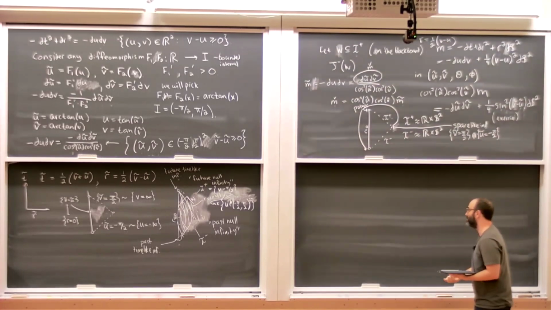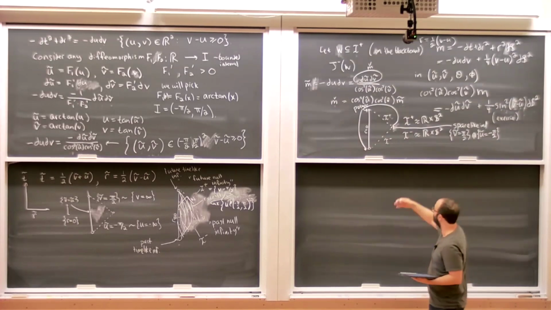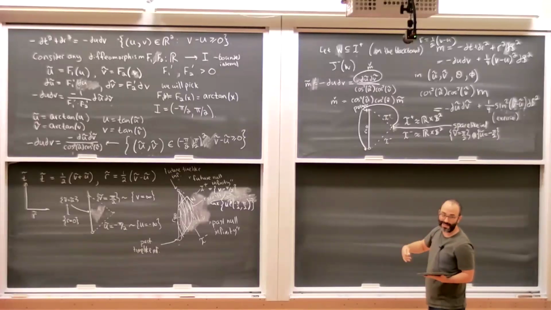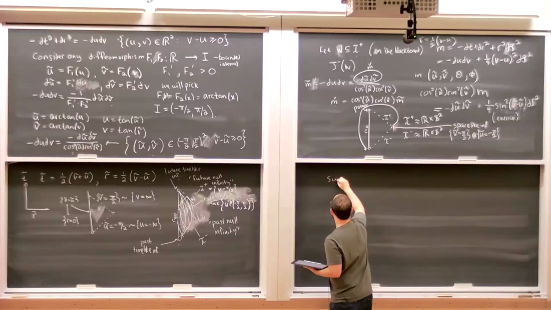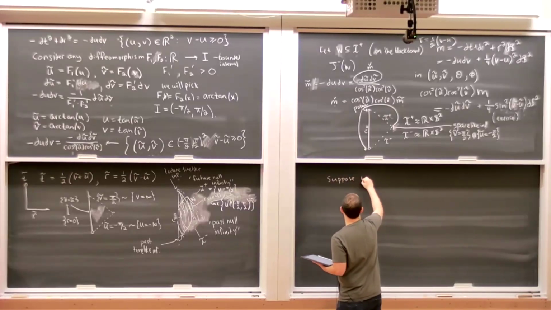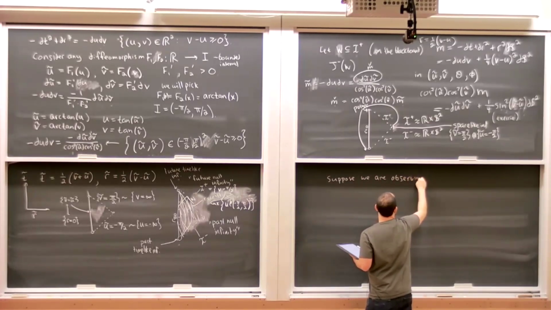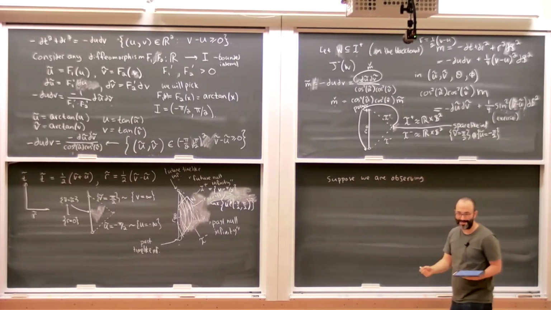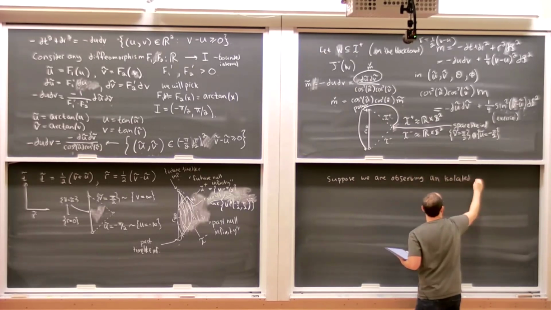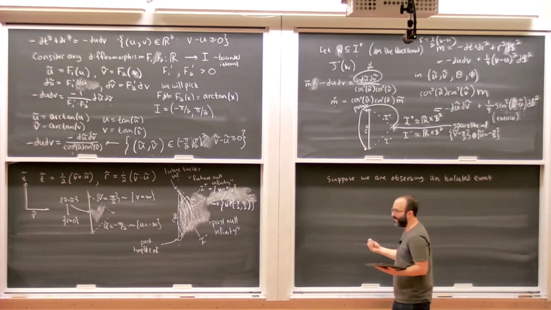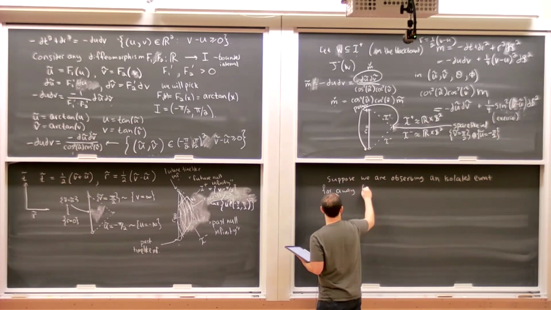I want to discuss a way to interpret, to think physically about what you should think of these, say, future null infinity, as corresponding to. So the idea is, let's suppose we are observing an isolated event, an isolated event very far away from us. Far away from us in Minkowski space.